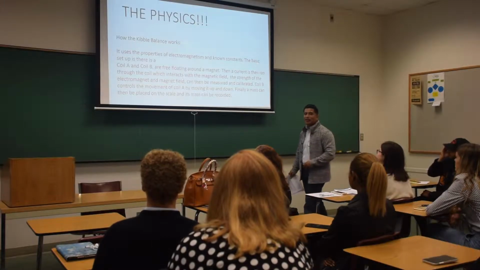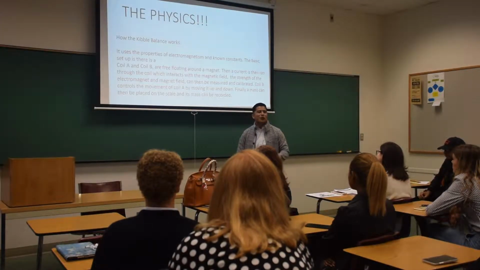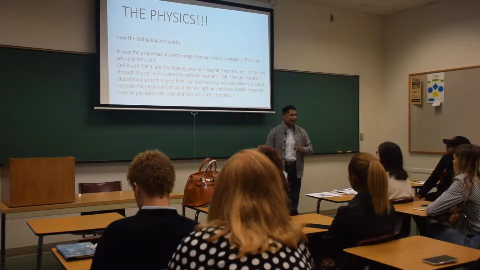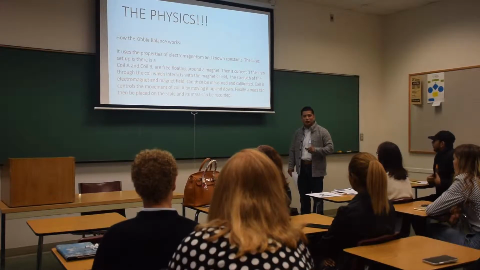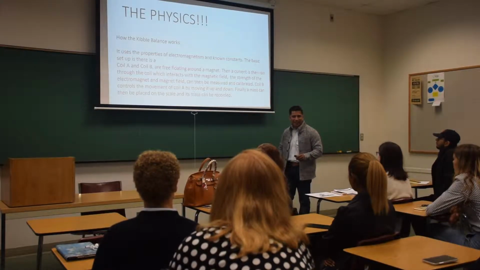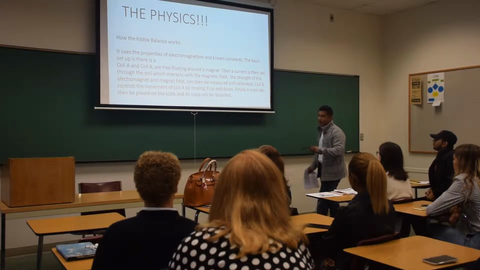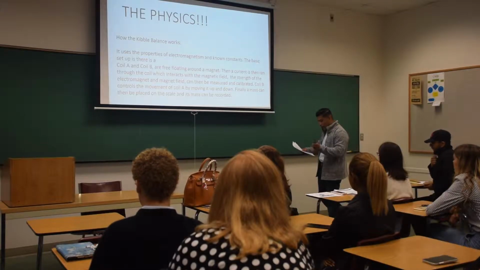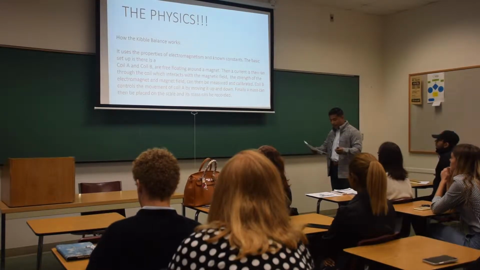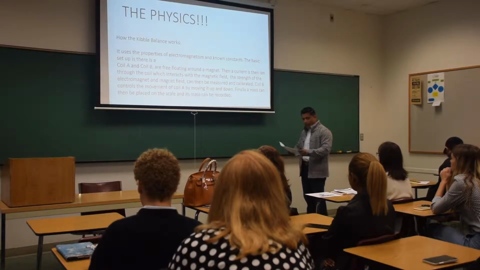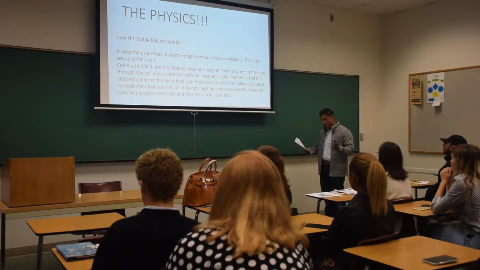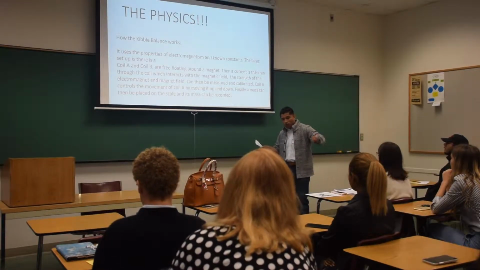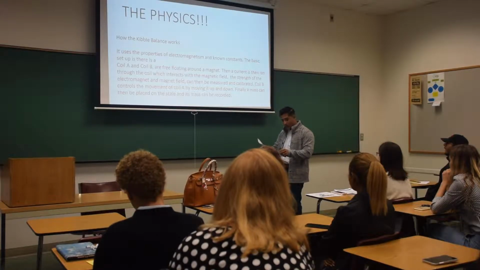So the physics, just so everyone knows, I'm currently in Physics 151, and some of the physics that they use here for the balance is actually Physics 152, so I haven't been exposed to some of that material yet, but I'm going to be going over it anyways. So how it works is it uses the properties of electromagnetism and constants, and what you have is coil A and coil B that are free floating around a magnet, and a current is then run through the coil, which interacts with the magnetic field.